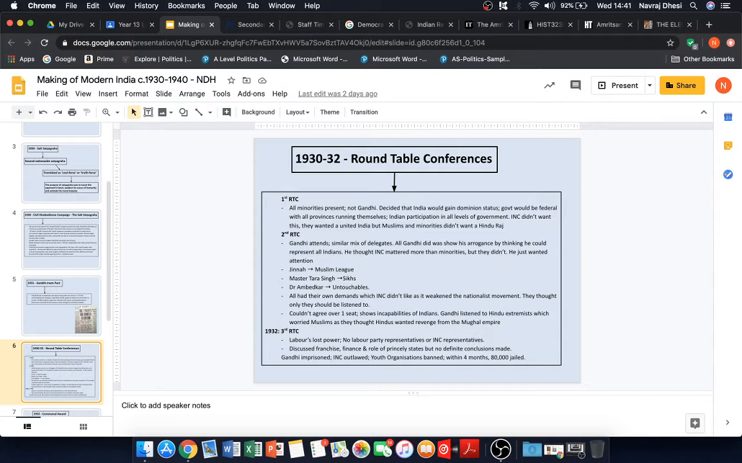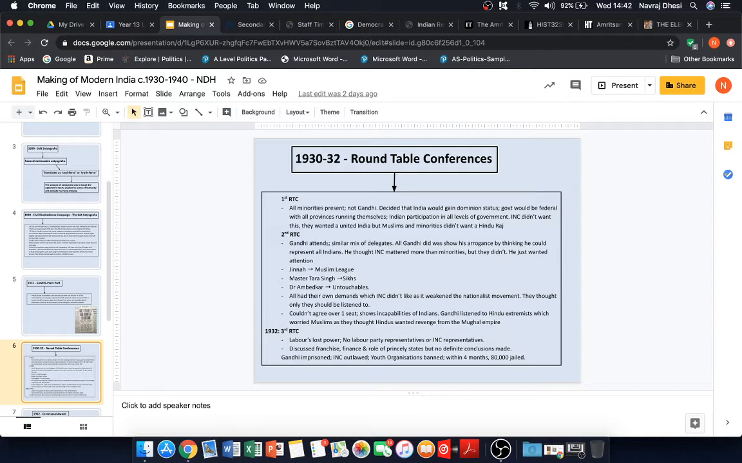So that basically means that provincial governments across India would have control over their own affairs, such as education, health, transport, but they wouldn't have control over things such as foreign affairs, defense, perhaps communications and trade as well. And those were to be central reserved powers for the British Raj. The Indian National Congress didn't want this. They wanted a united India, but the Muslims and the minorities didn't want a Hindu Raj.